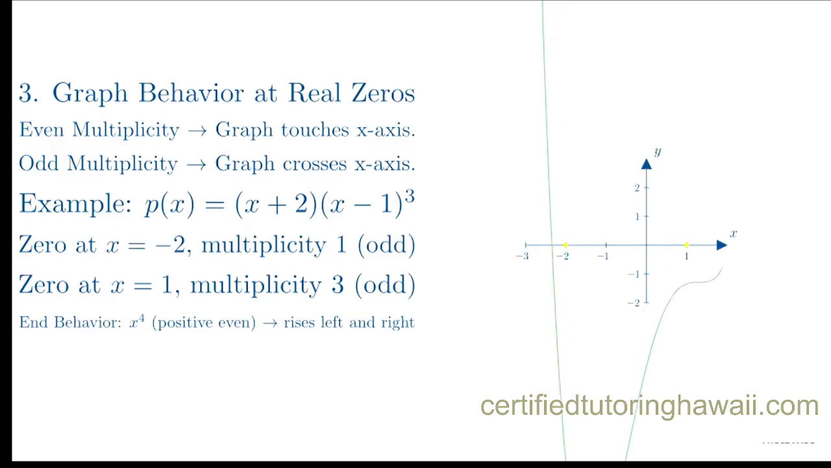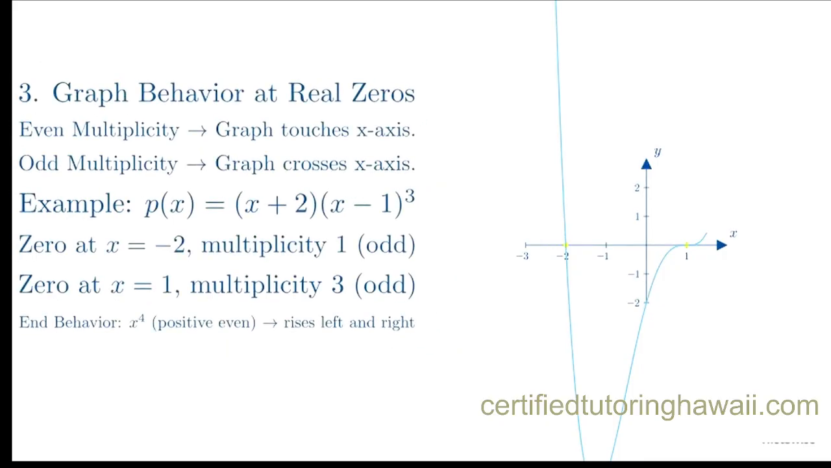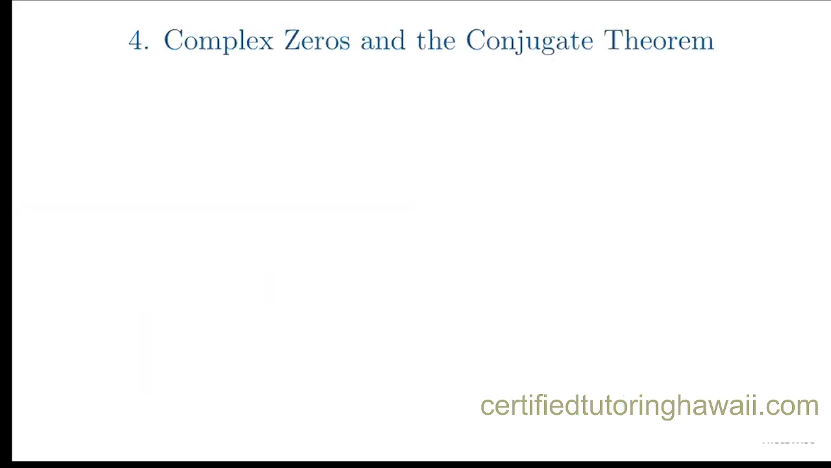This single rule about multiplicity is incredibly powerful for sketching polynomial graphs and understanding their behavior. It's the key to translating algebraic information into a visual representation. So far, we've focused on real zeros, but polynomials can also have complex zeros. This leads us to the complex conjugate theorem.